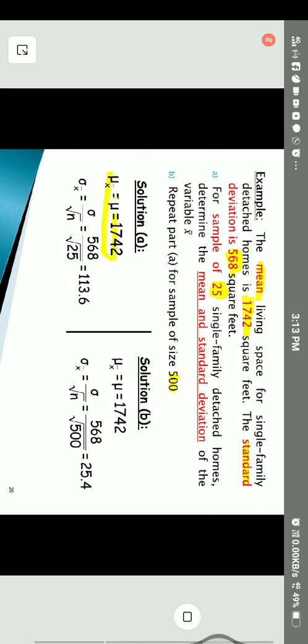Number 1, your population mean and your sample mean will be the same. For the standard deviation of the sample mean, take the 568 over the square root of 25. Be careful, the sample size is 25, so this is your standard deviation of the sample mean. When your size is 500, just divide with the sample size 500, then the standard deviation of your sample mean is 25.4. So you can see that your standard deviation is much smaller when you have a bigger sample size.